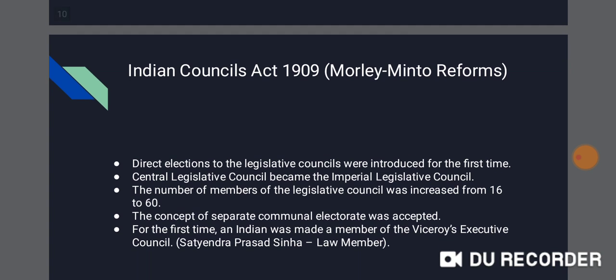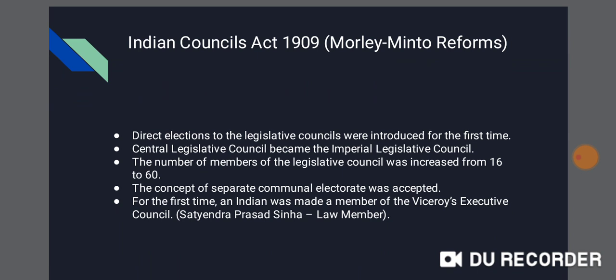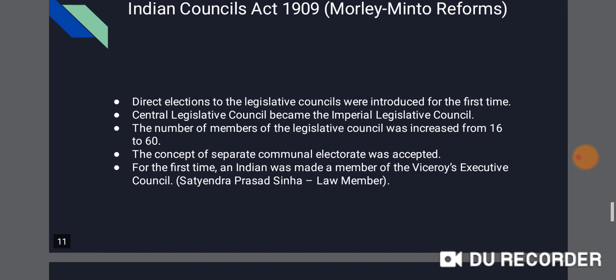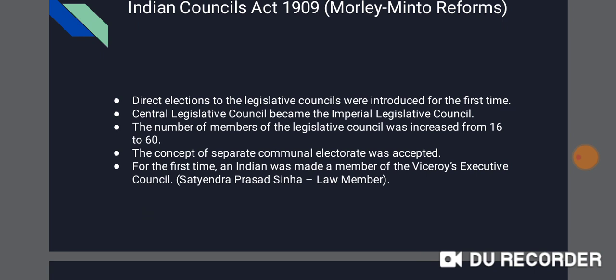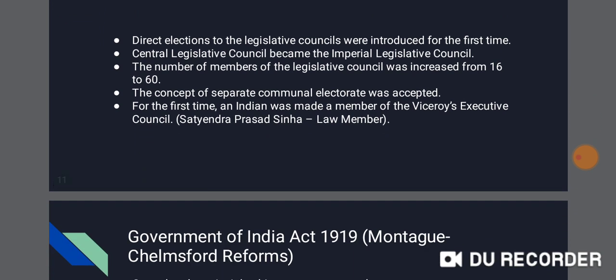Indian Councils Act 1909, the Morley-Minto reforms. Direct elections to the legislative councils were introduced for the first time. The Central Legislative Council became the Imperial Legislative Council. The number of members of the Legislative Council was increased from 16 to 60. The concept of separate communal electorate was accepted for the first time, as an Indian was made a member of the Viceroy's Executive Council.